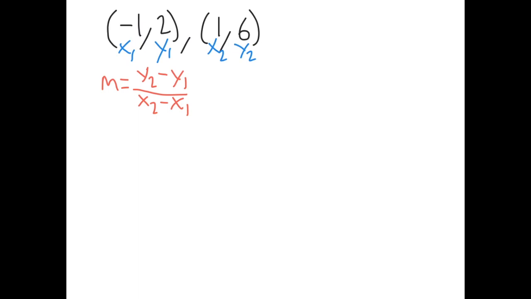So now we plug everything in. So this will give us y2 was 6, y1 was 2, so 6 minus 2, x2 was 1, and then minus x1, which was negative 1. And then we do the top and the bottom. 6 minus 2 is 4, and then 1 minus negative 1. Remember, when you minus a negative, you have to add a positive. So these now turn into addition signs. So 1 plus 1 is 2, and 4 divided by 2 is 2.